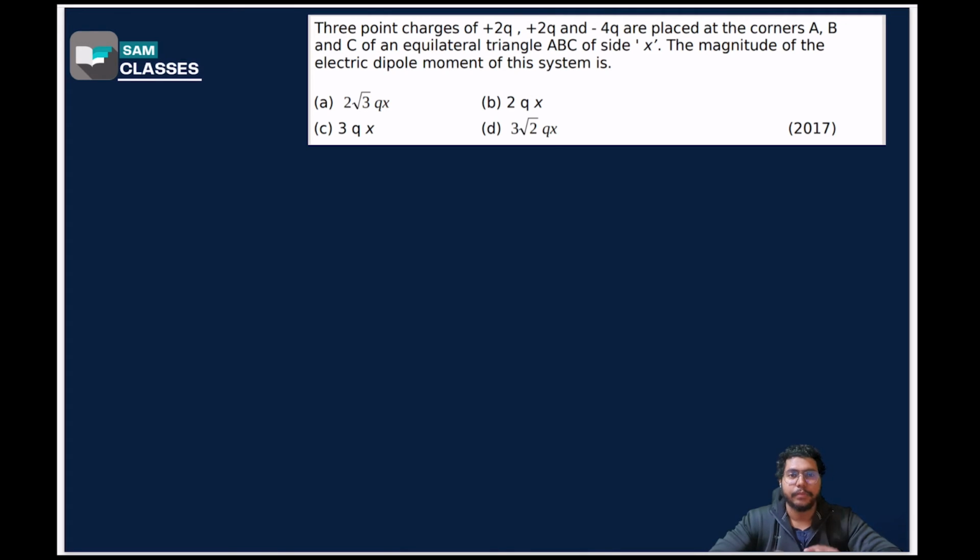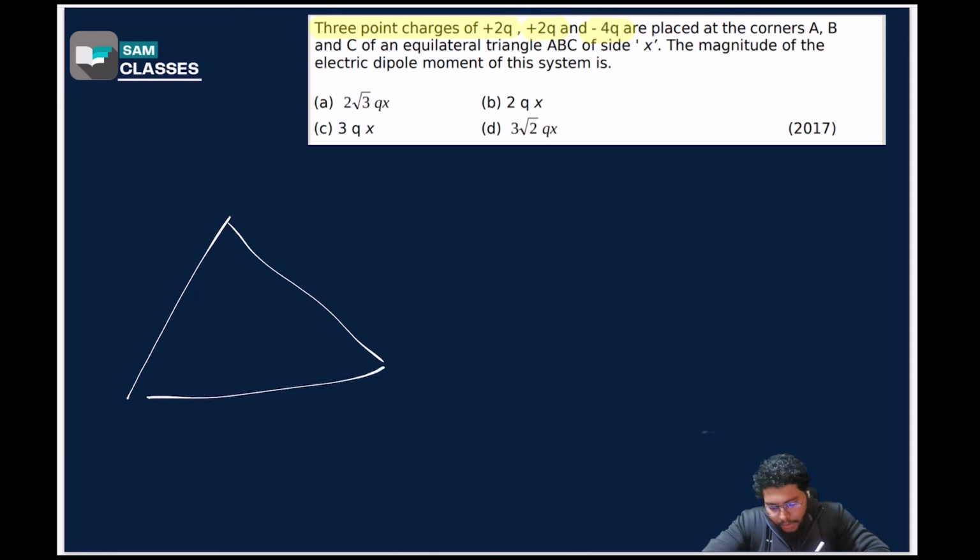Let's analyze this question. After reading it, a lot of people won't be able to make sense of it and they'll leave the question. What is the question telling? Three point charges, plus 2q, plus 2q and minus 4q, are placed at the corners of an equilateral triangle. So, draw the equilateral triangle. Here you have placed, let's say, plus 2q, here plus 2q, and here minus 4q.